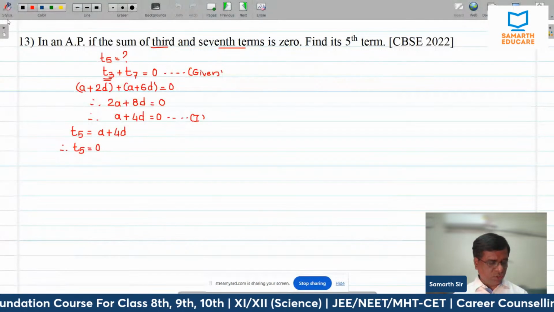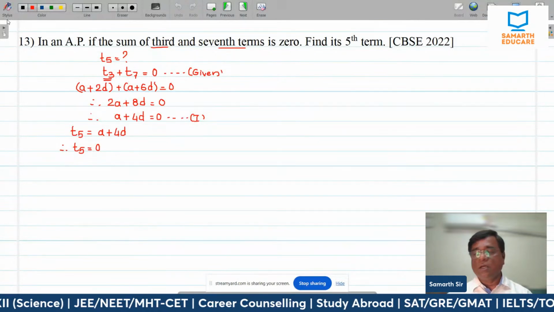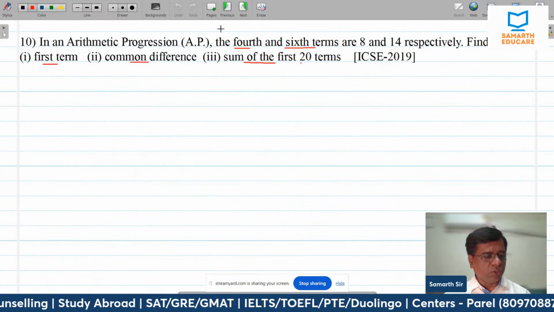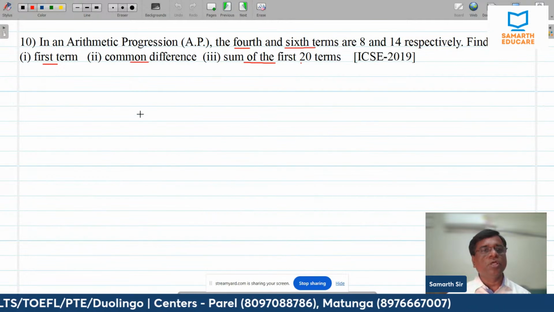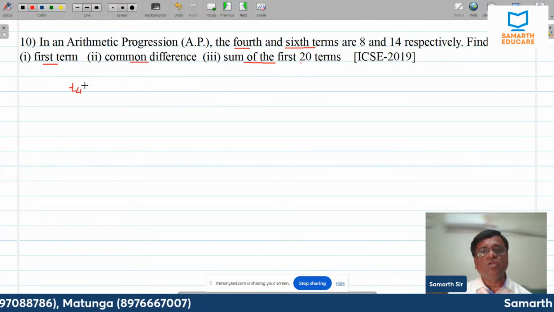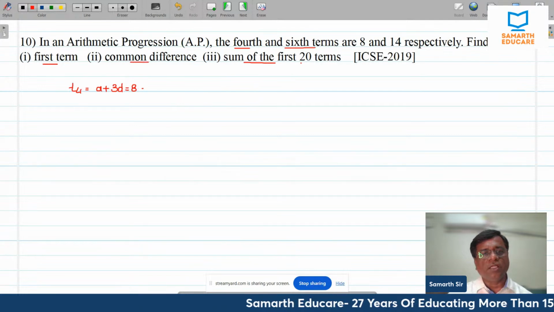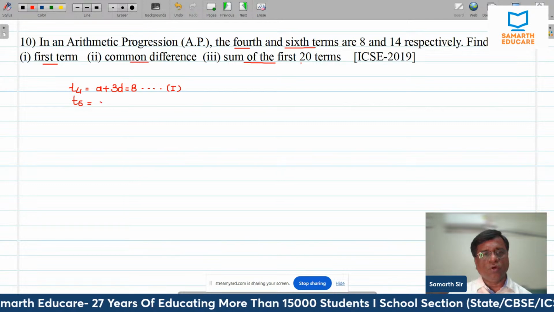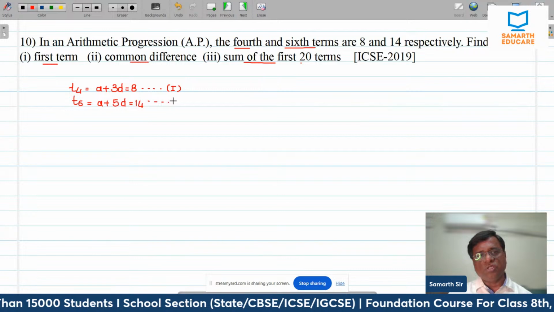So this was the last question that we solved in the last class. But before I start with the new questions, let me solve this, which was given to you as homework. In an arithmetic progression, the fourth term T4 is always equal to A plus 3D, and that is equal to 8. Let this be equation number 1. Then the sixth term, T6, is A plus 5D, and that is given as 14. Let this be equation number 2.